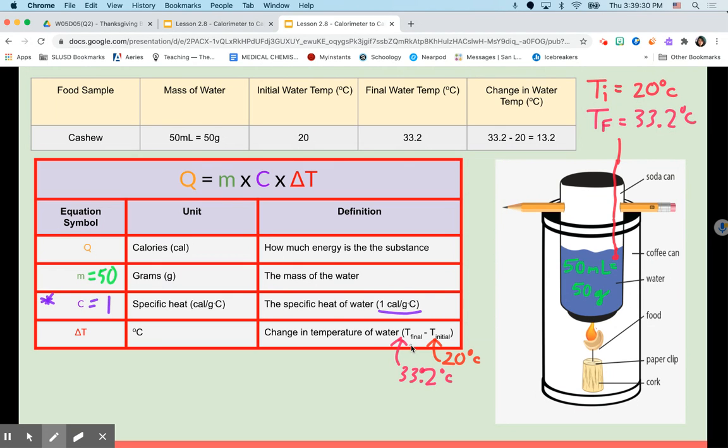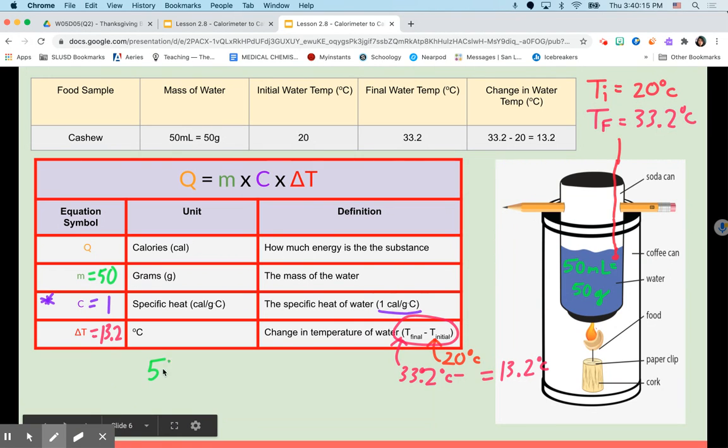So, in order to find the amount of calories that was released, we need to know the change in this temperature. To find the change in anything, we are just subtracting in this case. So, you would take 33.2 minus 20 degrees, which will give you 13.2 degrees Celsius. So if you subtract those two numbers, you get 13.2 degrees Celsius. Now I have all the components or variables in order for me to calculate how many calories are in this particular cashew.